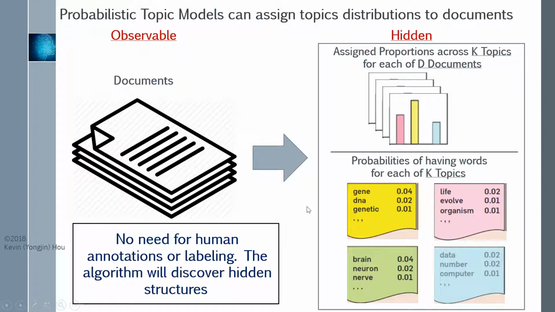With the machine learning topic model method, there's no need for humans to label the data. The algorithm will figure out the hidden structures.